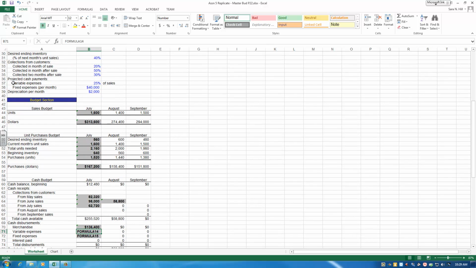Your variable expense, up here we can see the variable expenses are calculated at 25% of sales. So for our variable expense, we can go ahead and grab our sales, which we have computed up above for July, and multiply that times 25%. And then lastly, we've got fixed expenses, which they've given to us. So we'll go ahead and grab cell B38, which is our fixed expenses per month.